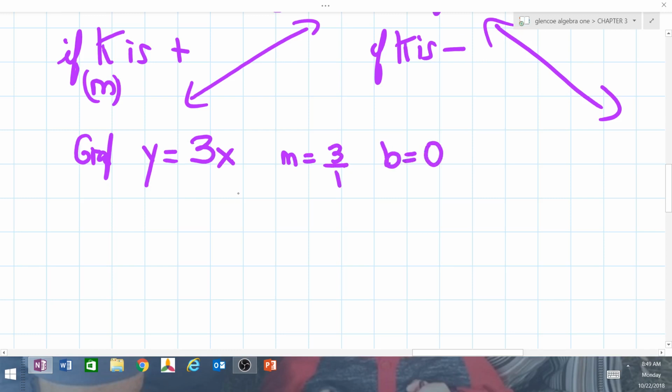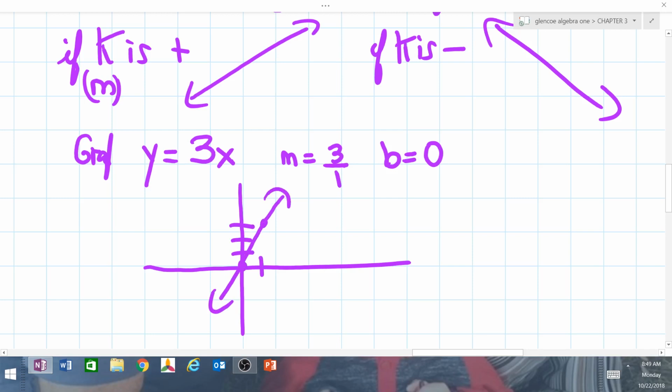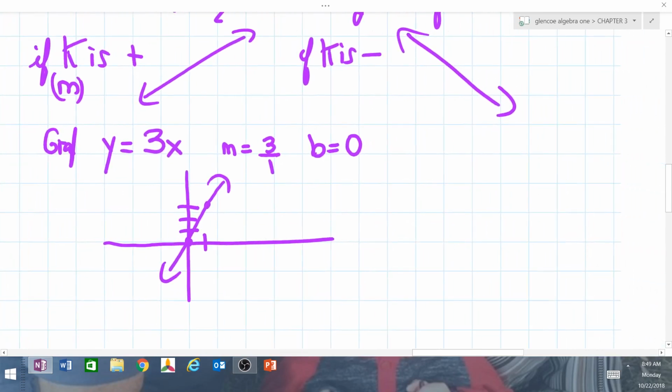So this is pretty easy to graph these guys. So what do you graph first? You always graph the y-intercept, which is 0. Then you go up 3 and over 1. Did it pass through the origin? Yes, it did. Okay, let's do another example.